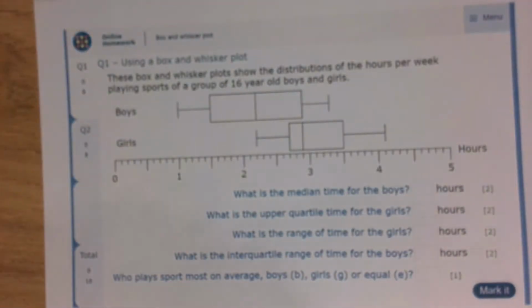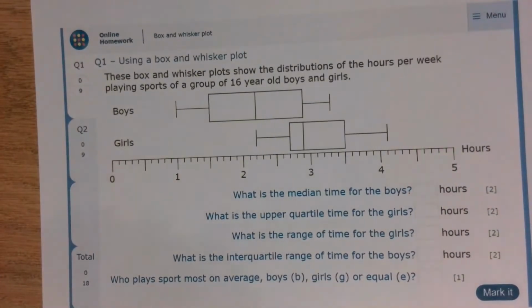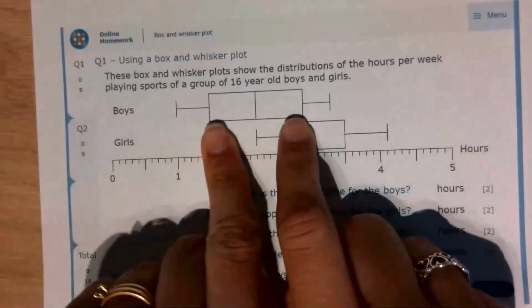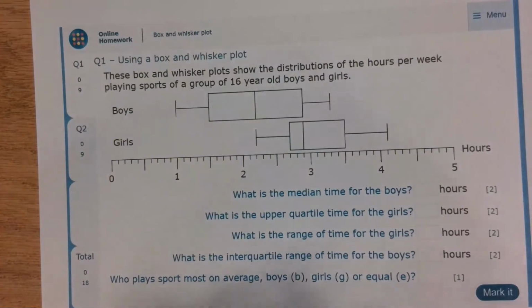These are sometimes called box plots and sometimes called box and whisker plots. The reason they're called box and whisker plots is because they've got a box in the middle and it looks like the box has whiskers. They are, however, not as cute as cats.